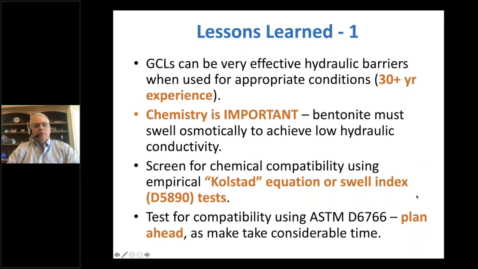But a lot of liquids we're dealing with today are not MSW leachates. They're a lot stronger, they're a lot more specific, and they have different effects. And so when we're dealing with those liquids, we need to do some additional analysis. We begin with doing that with screening, using the so-called Kolstad equation, swell index test to get a sense, is it gonna work? And then doing chemical compatibility testing with something like ASTM D6766. Again, plan ahead, that may take a considerable amount of time.